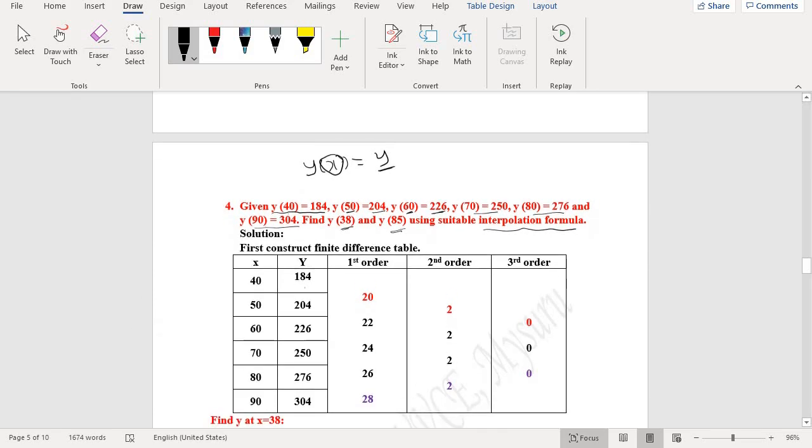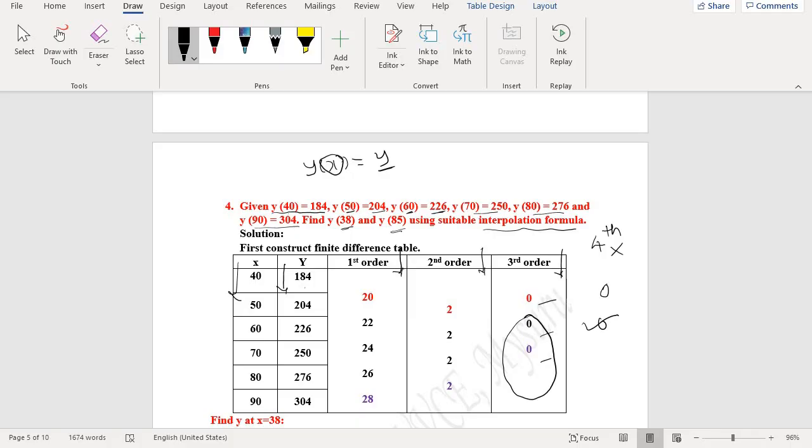As usual, first always we need to construct the table. You know already how to construct the table. First consider x values, y values and the first order, second order, third order. Here observe I am not finding the fourth order because observe the values in the third order. All the values are 0, 0, 0, 0. So what may be the fourth order? 0. The difference of 0 is 0 only. The fifth order is also 0. So no need of fourth and fifth order. You can stop up to third order table.